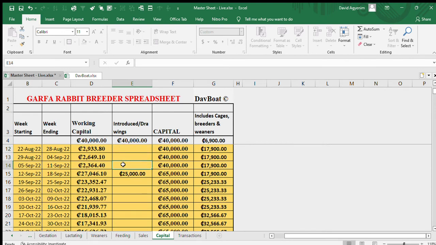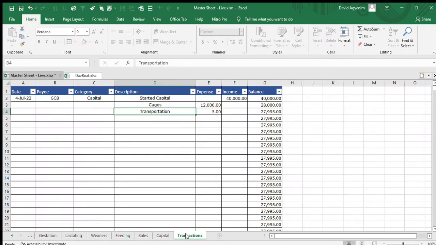I think I'll do the capital and the transactions together. Let me go to the transaction because it's very simple. The transactions, the first line should be your capital, your started capital. Now after you've made your projection, you have 40,000. You've inserted that figure into the parameter side. You come here and you say my initial capital is 40,000 income. Here it is. My balance is therefore 40,000.